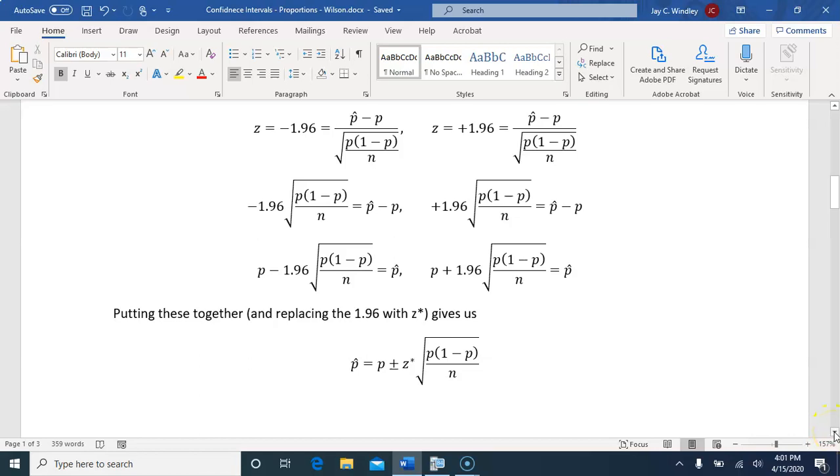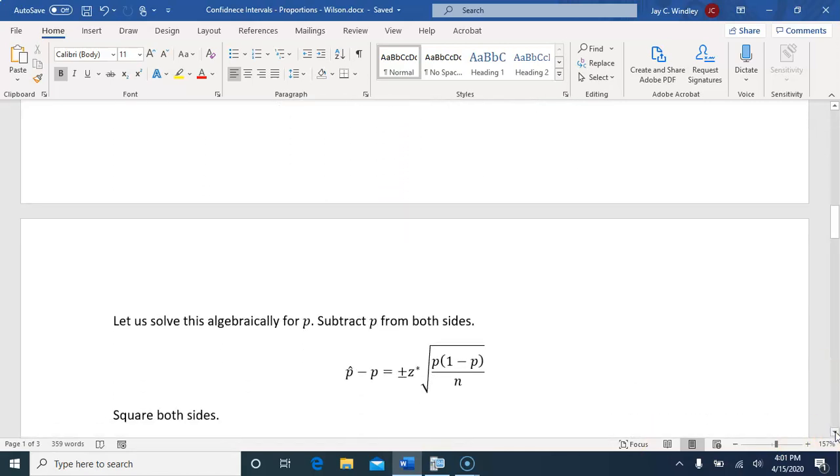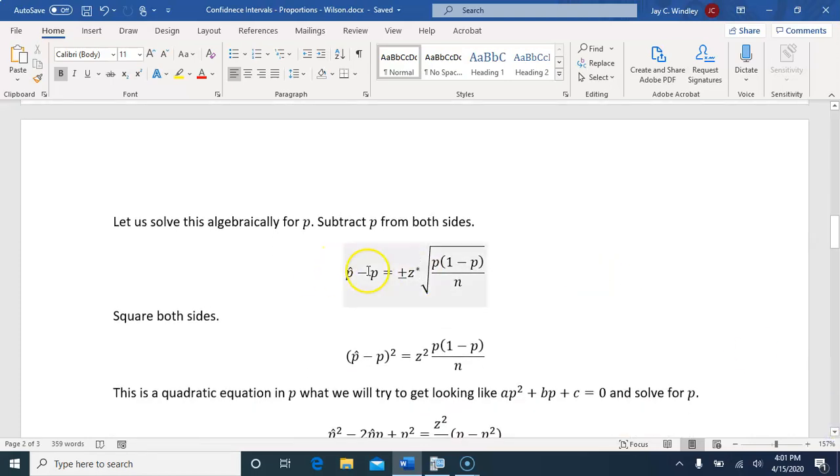And the first thing we're going to do is subtract p from both sides. So this side over here will say p hat minus p. And then we're going to square both sides to get rid of that square root sign. So now this is p hat minus p squared. This is now z squared. I'm going to drop off the star symbol and just say z squared. The plus or minus doesn't matter after we square both sides, and the squaring on this side just gets rid of the square root sign.